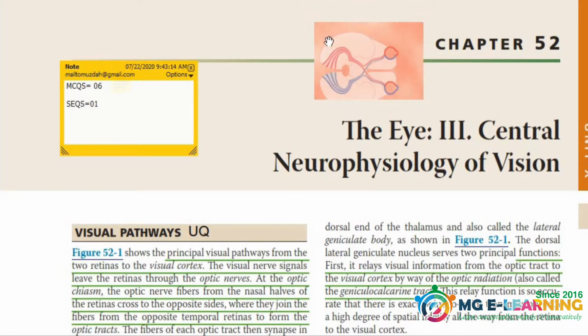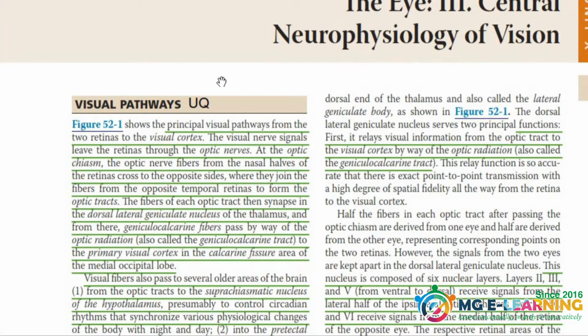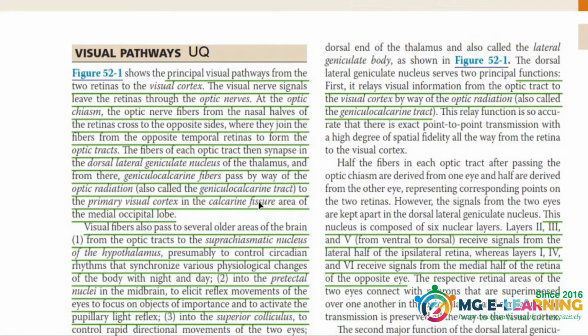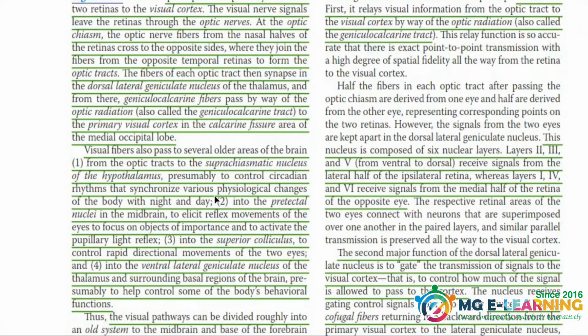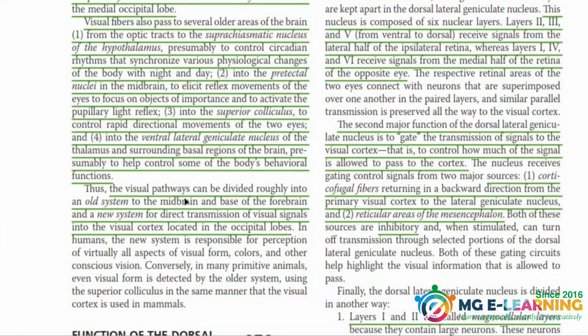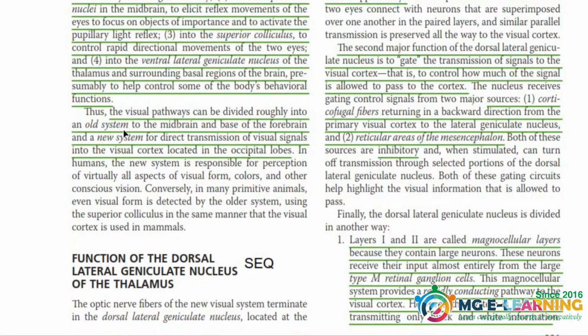Now today our chapter is chapter 52 of special senses. First of all, it shows here are 6 MCQs and 1 SCQ from special senses. Starting our chapter, the important issue is visual pathways. All this paragraph is very important for visual pathways. Their steps and the process are important.